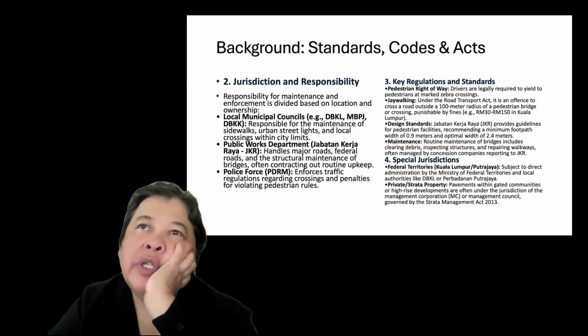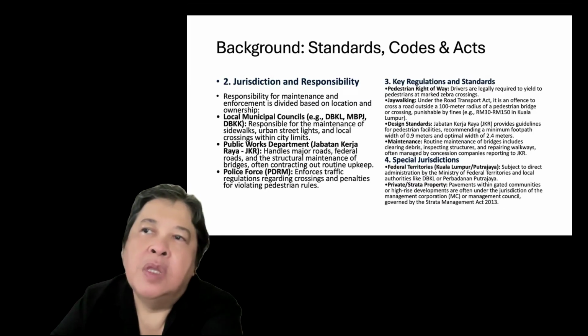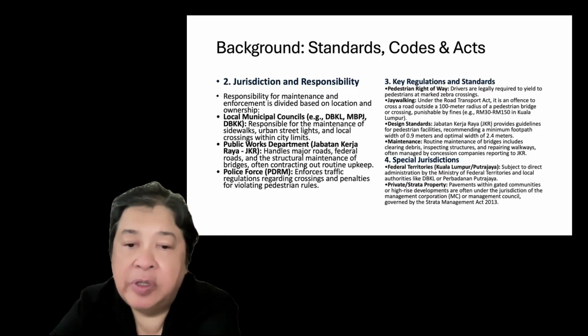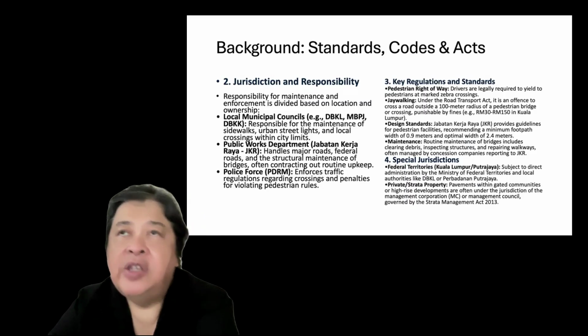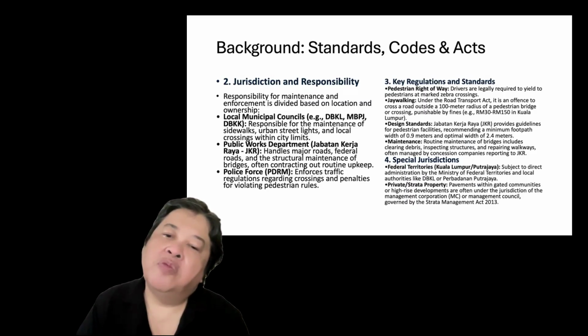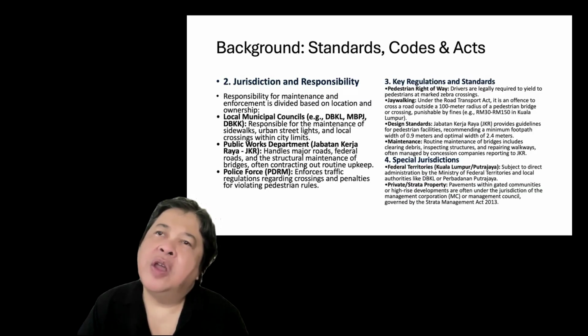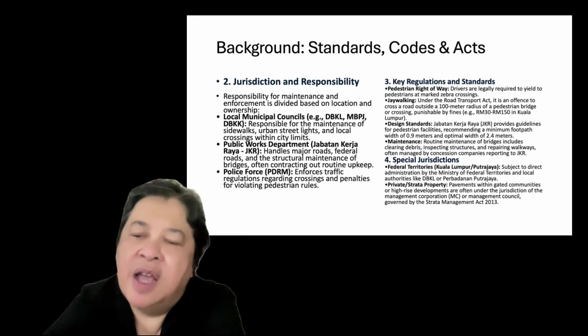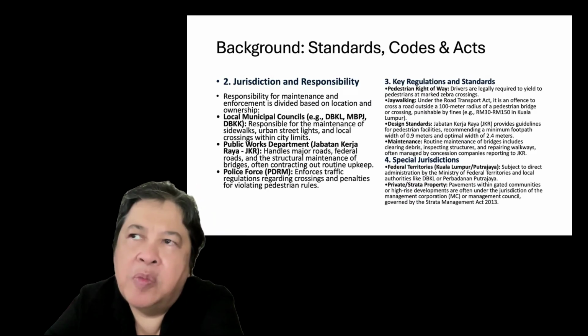So you have the illegal motorcycles, which come under the police force jurisdiction or the local authority traffic control personnel. We also have special jurisdiction for federal territories under the Ministry of Federal Territories, and issues in strata property, where it is clearly difficult to get accessibility done under strata title property, like in condominiums. So therefore we trigger the MS 1184 and UBBL 34A.